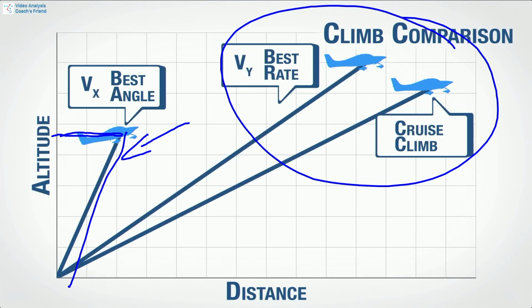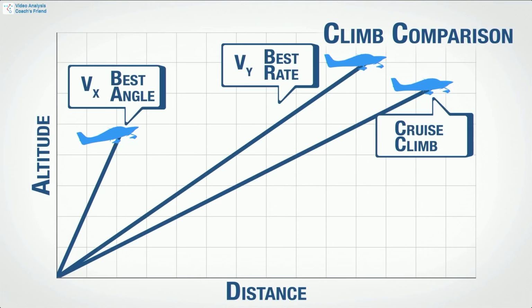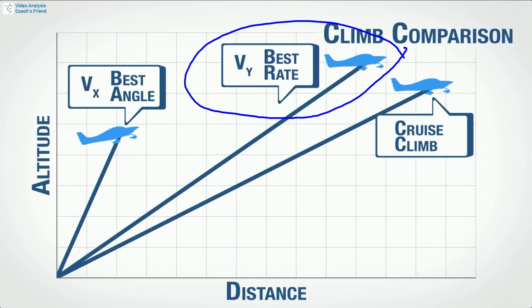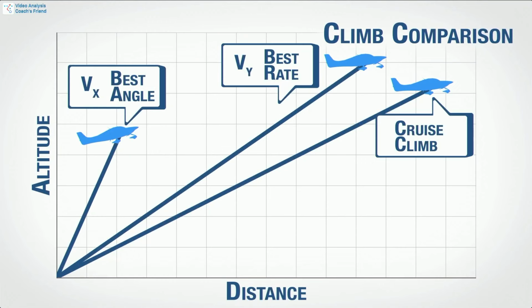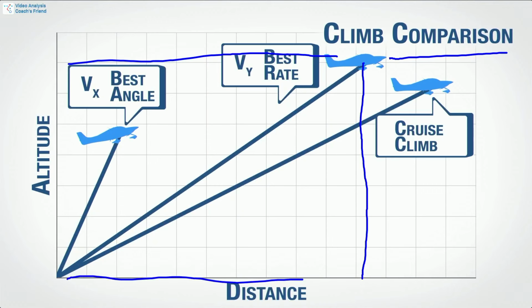maximum angle. So VX, our best angle of climb, that's a climb that we're typically going to use when we're trying to avoid an obstacle, right? Everybody's pretty familiar with that if you're a pilot. VY, the best rate of climb, is this middle one. You'll notice that it gets you the highest in a given unit of time. Another advantage is it gets you much further along the ground than VX. If you're not trying to avoid an obstacle, it lets you move forward and it gets you the highest.